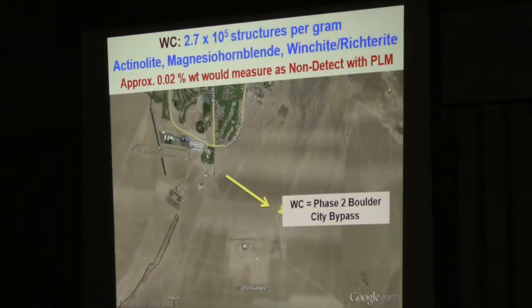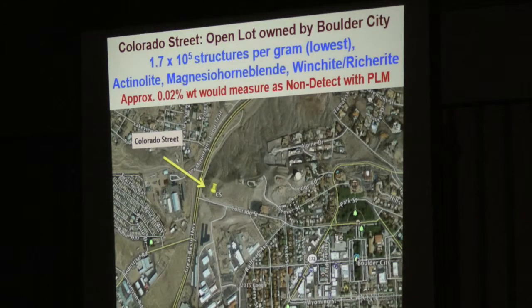Next slide. This is the site for phase 2. Again, it would test as non-detect with PLM. It also had all the different flavors of amphibole asbestos. And I think the next slide shows our last result, Colorado Street. It had the lowest, again would test as non-detect, and also had a mixture of all the different kinds of fibers.